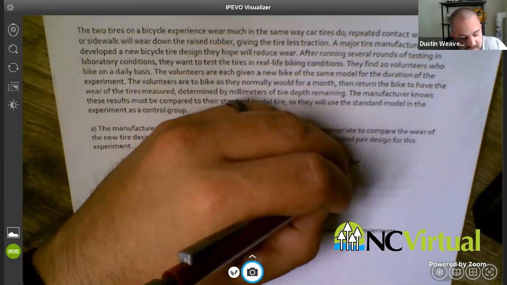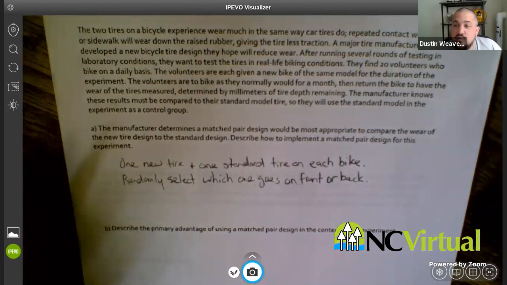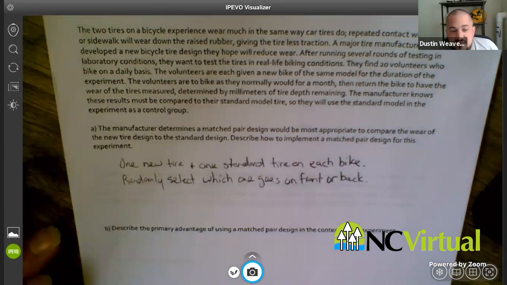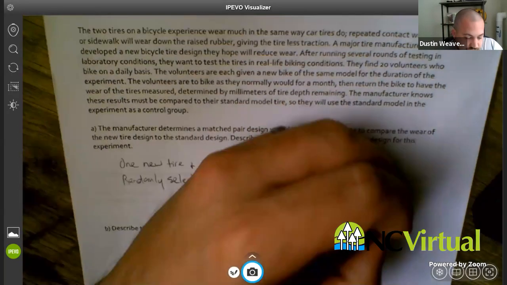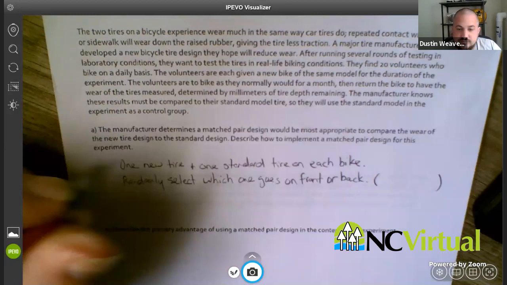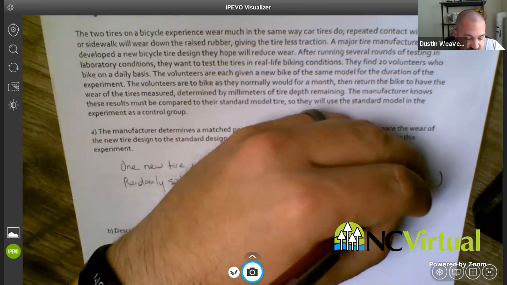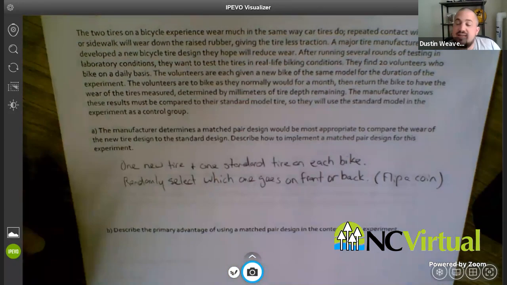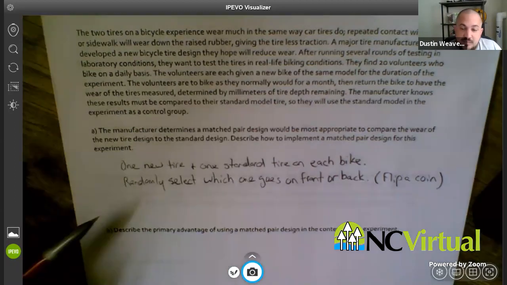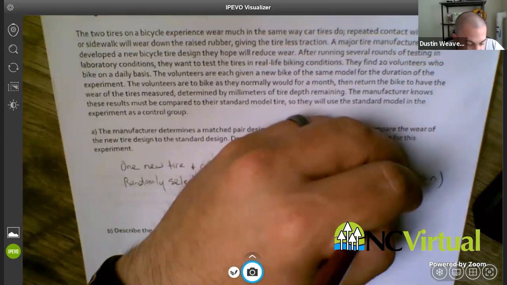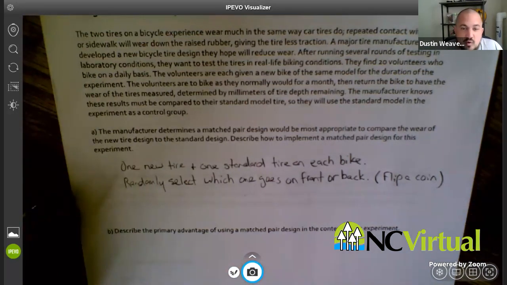Now, how could we randomly select whether the new tire goes on the front or on the back? What's something we could do that would have a 50-50 chance? Yep, flip a coin. Absolutely. So you think of something that has a 50-50 chance. You could also say roll a die, and if it's even, then it goes on the front. If it's odd, it goes on the back. Whatever you want to say. But flipping a coin is the easiest one. So we randomly select which one goes on the front or the back. The way you can do that is by flipping a coin.